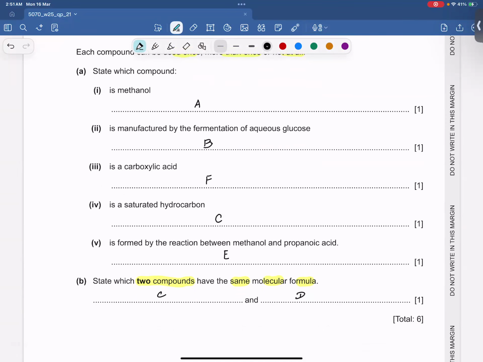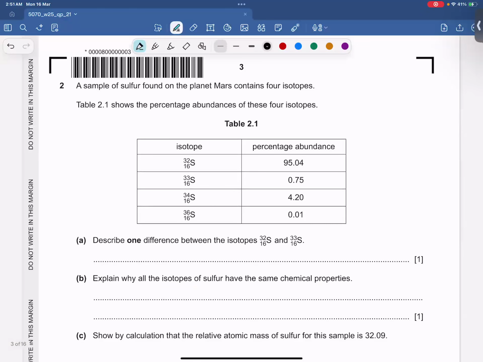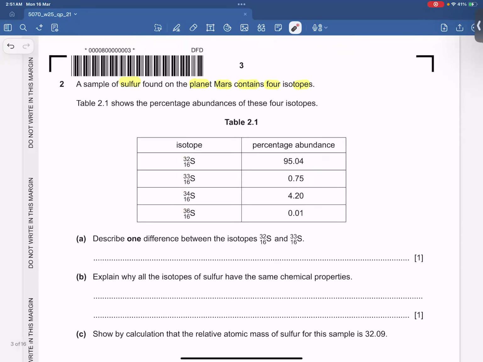Usually, this question belongs to general chemistry, but this question is different from the previous ones. This question specifically belongs to organic chemistry, and that's surprising for me. Okay. Anyway, let's move on to the next question. A sample of sulfur found on the planet Mars contains four isotopes. The mass numbers of the isotopes are 32, 33, 34, and 36. And these are the percentage abundances of the four isotopes.